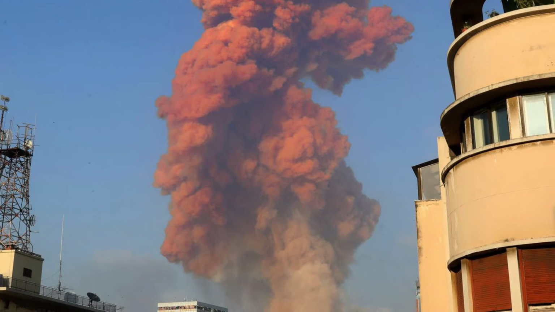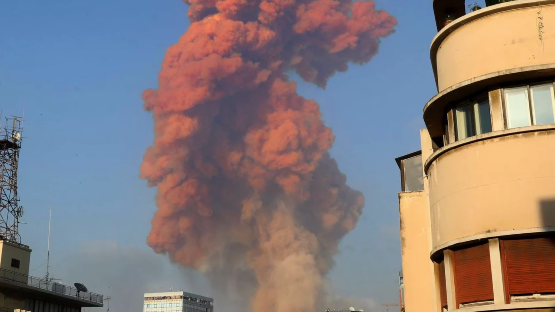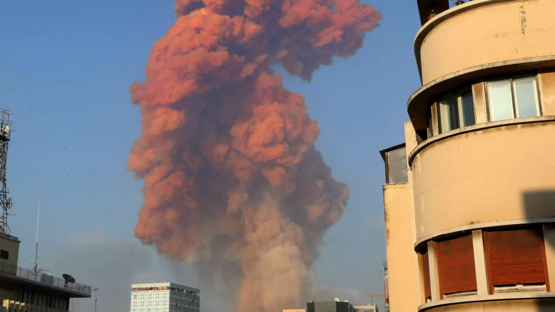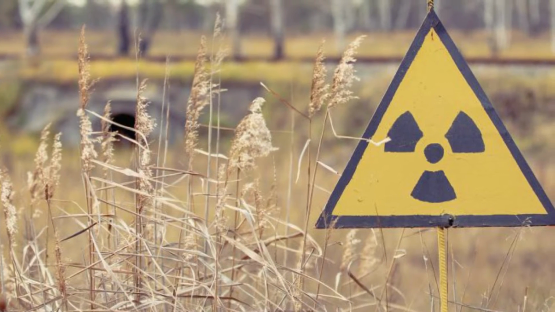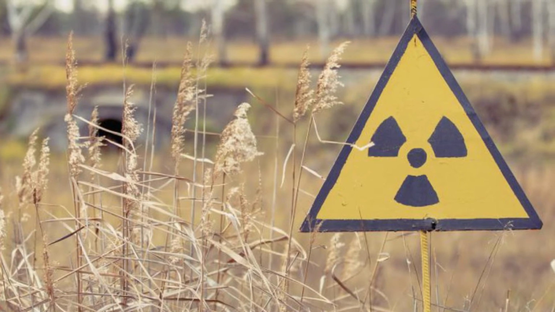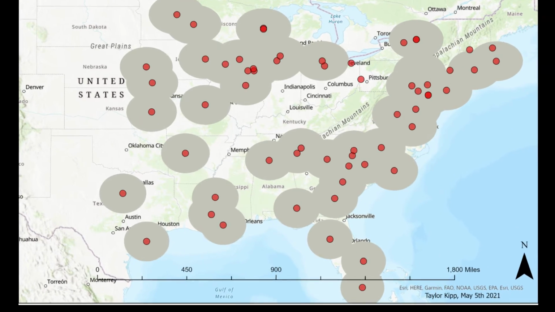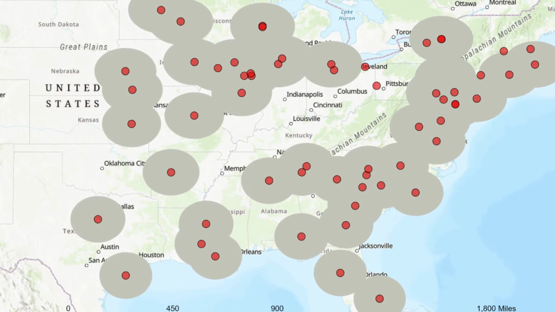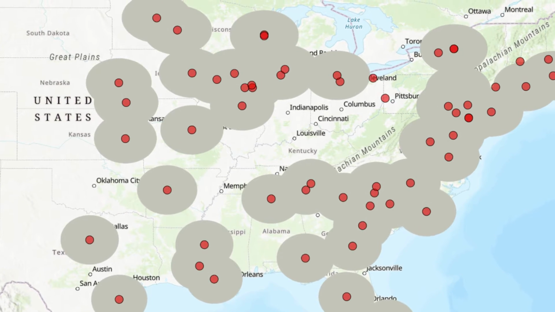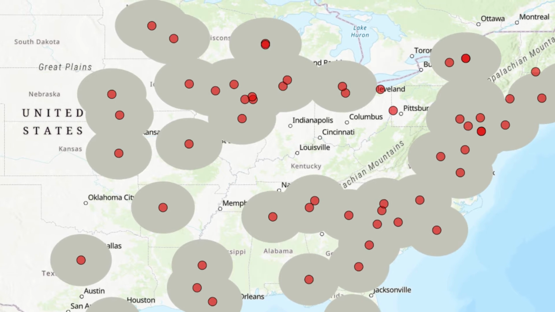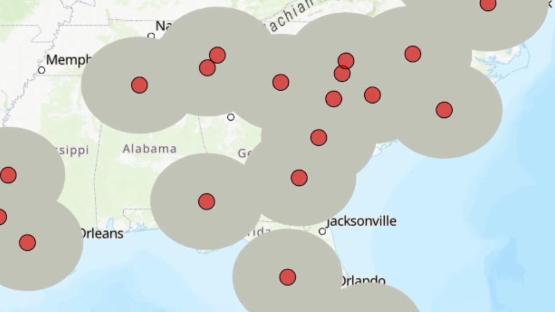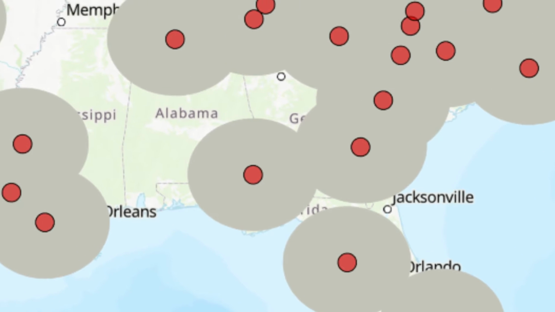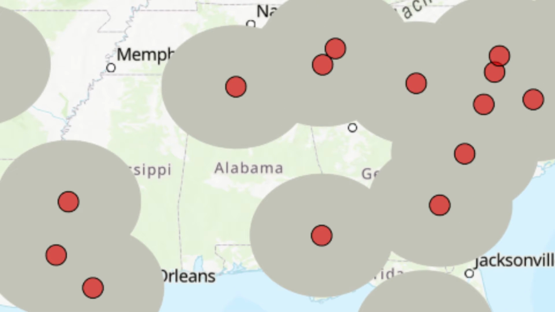So to get started, first things first, I had to make a buffer zone of a 100-mile radius for each nuclear reactor. The point of this is to find what cities lay in the 100-mile radius. This is what the buffer zone ended up looking like. So the gray circle around each power plant or reactor is the 100-mile radius, and it covers a good chunk of the eastern United States. For Georgia, a good chunk of the state is also covered, so if one were to go off, about 75% of the state would be in danger.